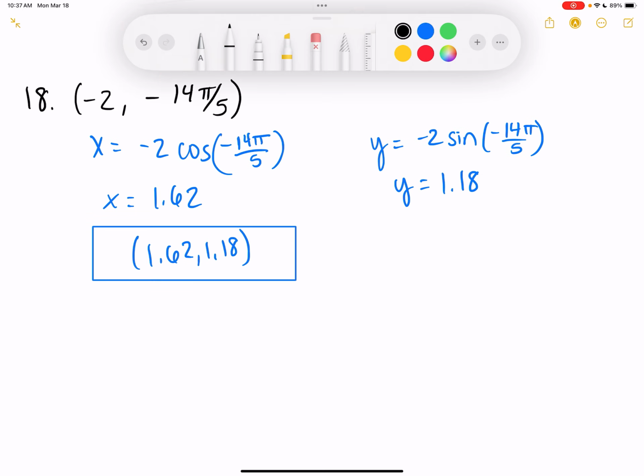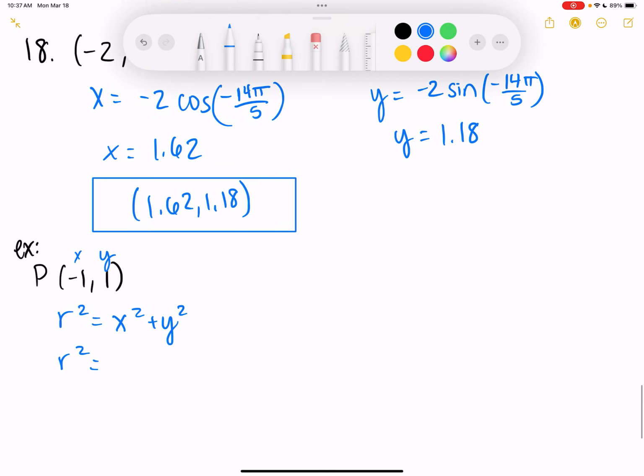So let's see, the point -1, 1. So that means that x is equal to -1 and y is equal to 1. Obviously, we know that. So the formula we have is r squared is equal to x squared plus y squared. So I need to find r, right? Because I have x and y, and r is part of the polar coordinate. So r squared is equal to -1 squared plus 1 squared.